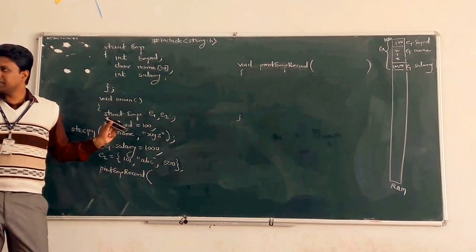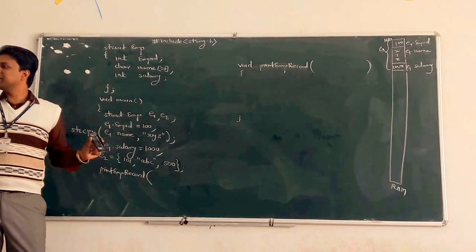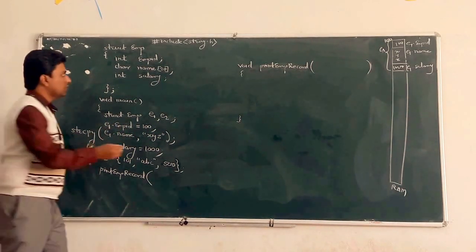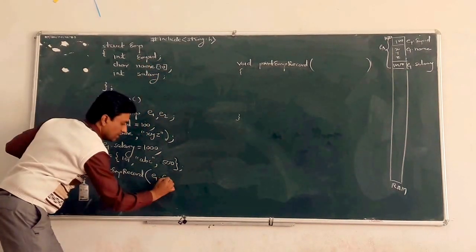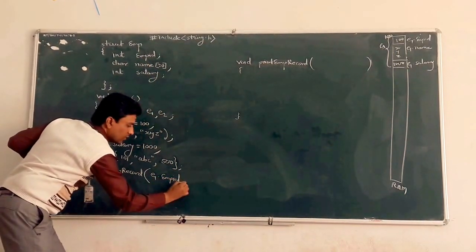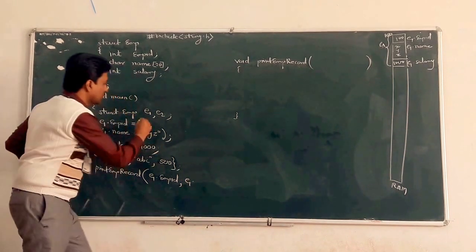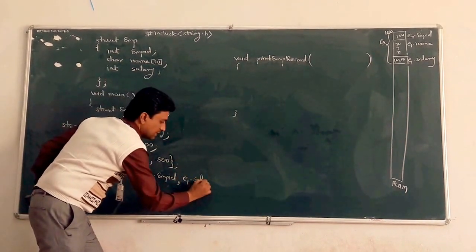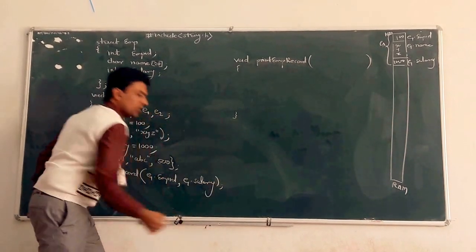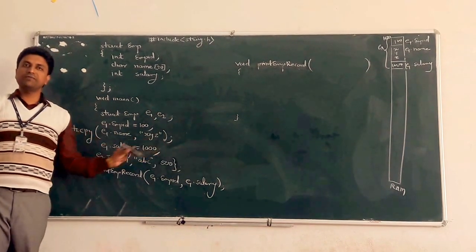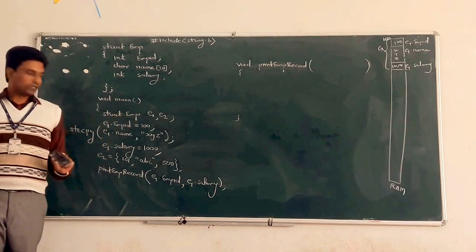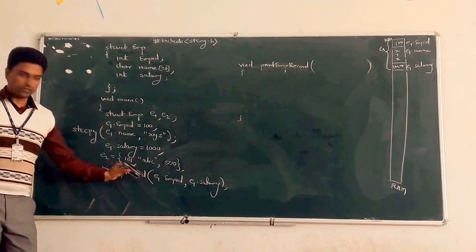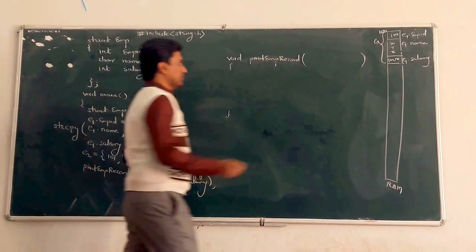What we want to print? Only employee ID and their respective salary. So pass E1.employee ID, comma, E1.salary. Not the whole record, only two fields or two data members of that particular record. Clear? Now, how do we catch the values?